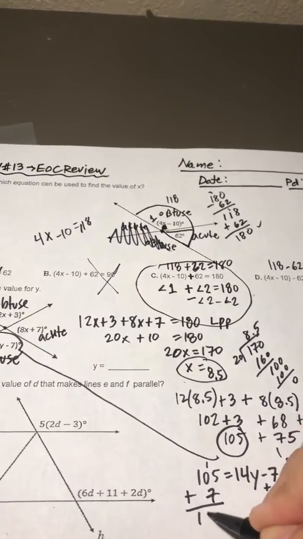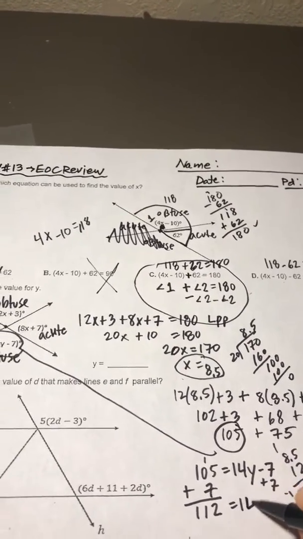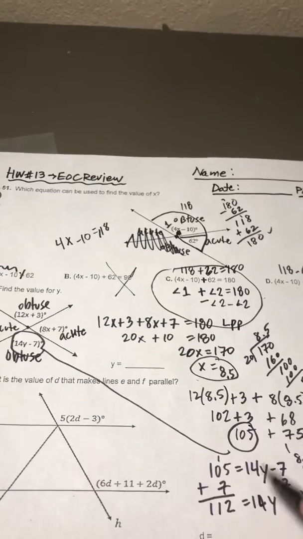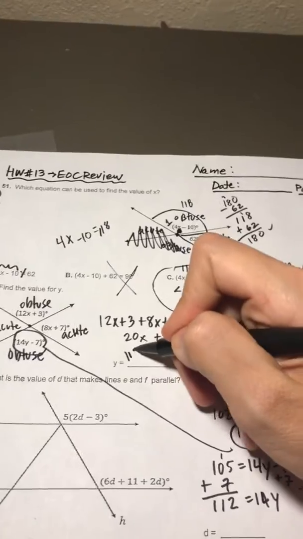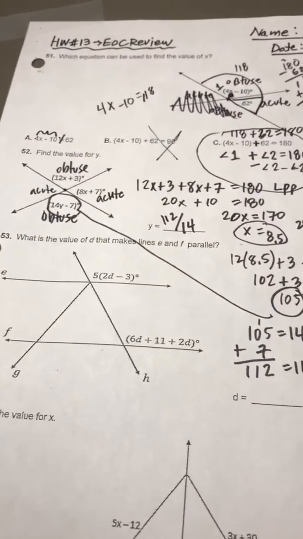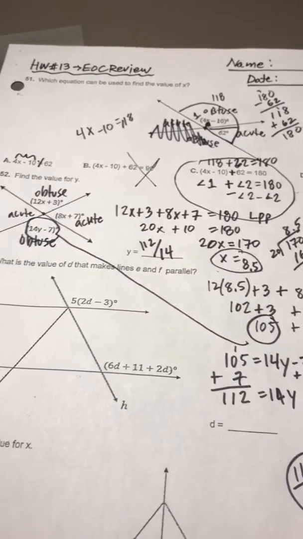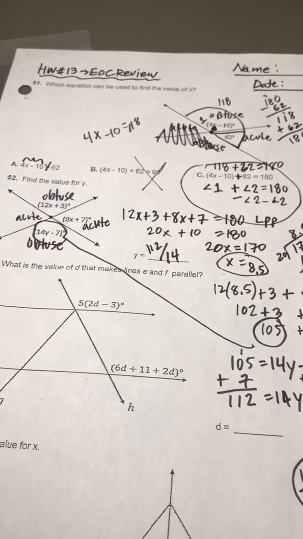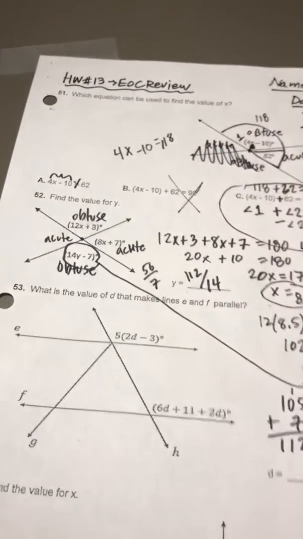I get 112, and then I get 112 divided by 14 is y. Now, I don't have a calculator, so I'm just going to leave it like that. I'm thinking that might be a decimal. I'm not sure. Both are even. I guess I could divide by 2. Right, so that would be 56 divided by 7. Yeah, 56 divided by 7.